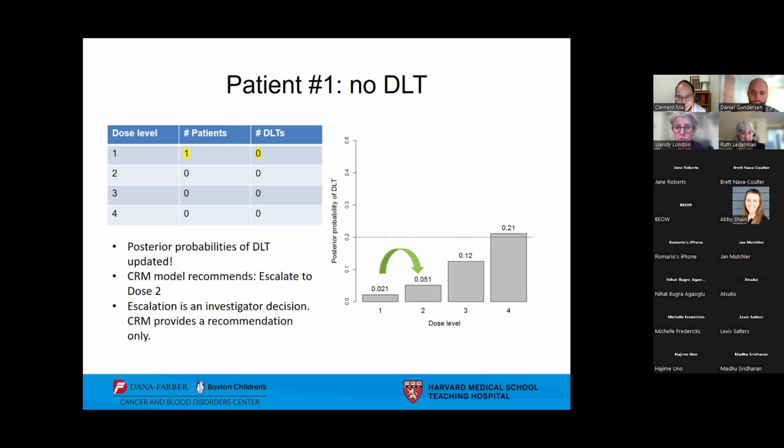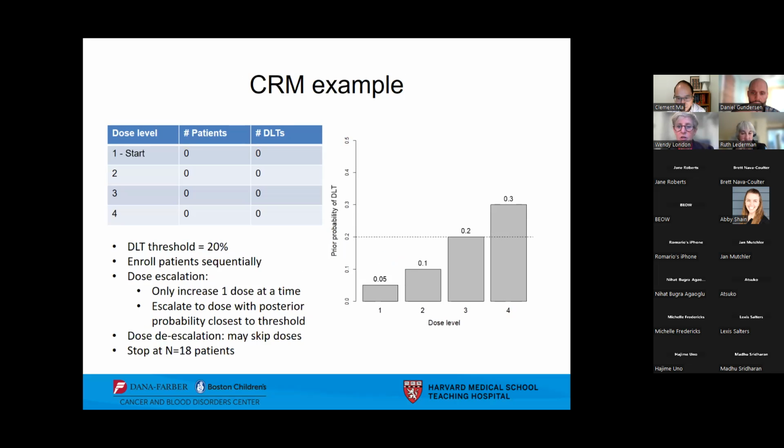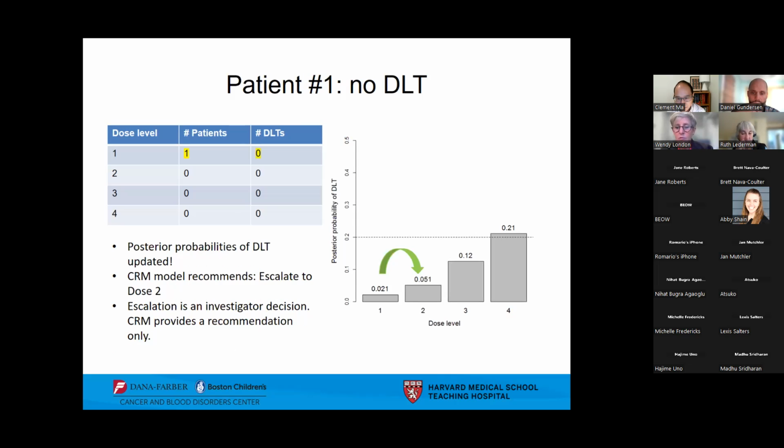So Clement, can you flash back and forth between the two slides? And you can see that from the original prior versus now the re-estimates of the values, that the estimated chance of having a DLT has gone down. And that's because the new data that we observed was that the patient did not have a DLT. So the model on this basis recommends that we escalate. Now, even though dose level 4 is the closest to the target toxicity level, we don't jump all the way up to dose level 4. Our rule says that we can only go up one level at a time just to be safe. And so we escalate to dose level 2. And the model recommends escalating to dose level 2, and the investigator concurs, and the next patient gets enrolled on dose level 2. Next slide.